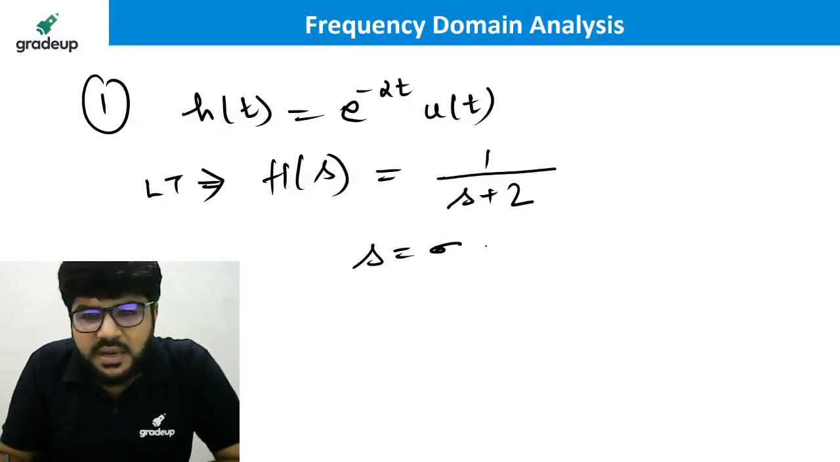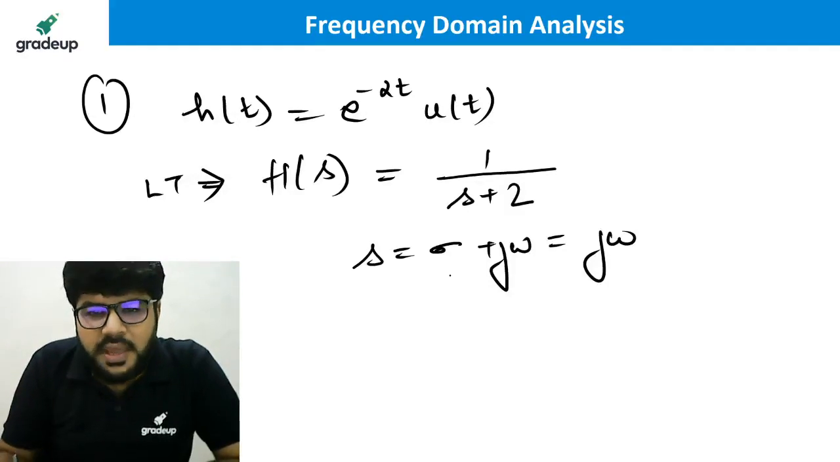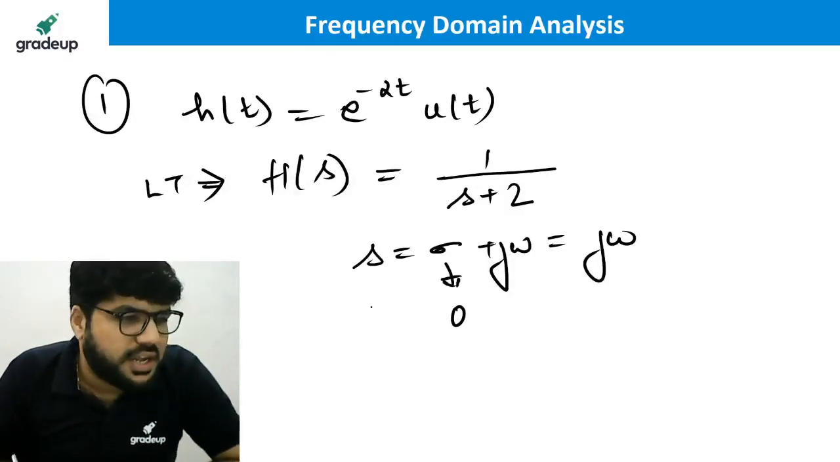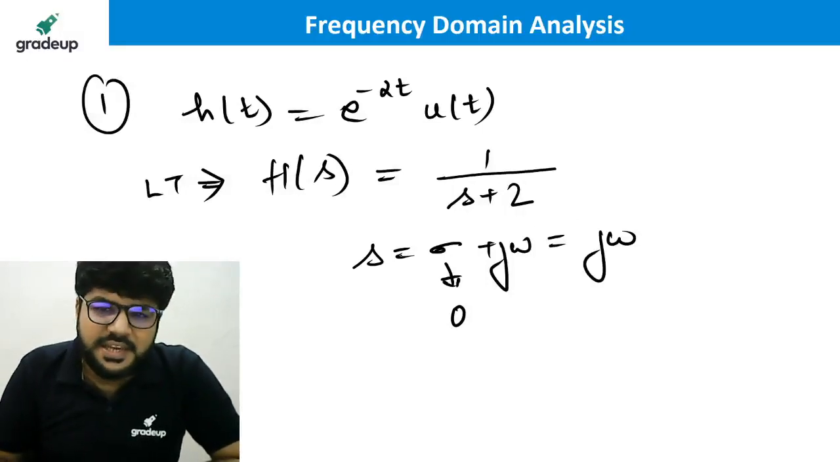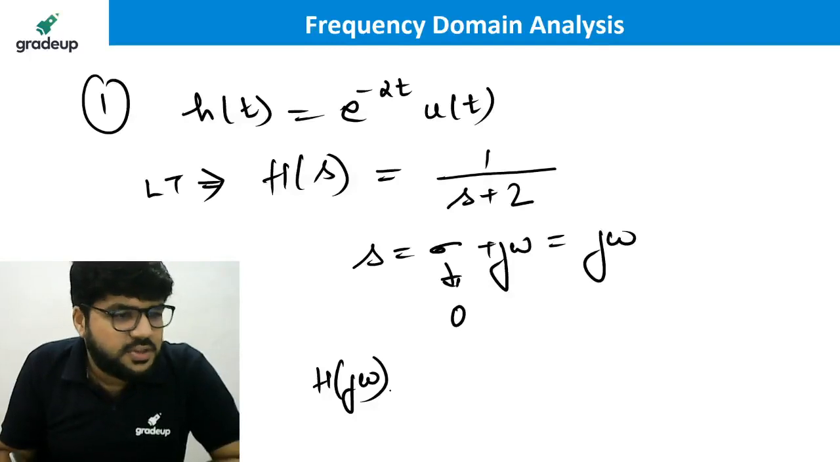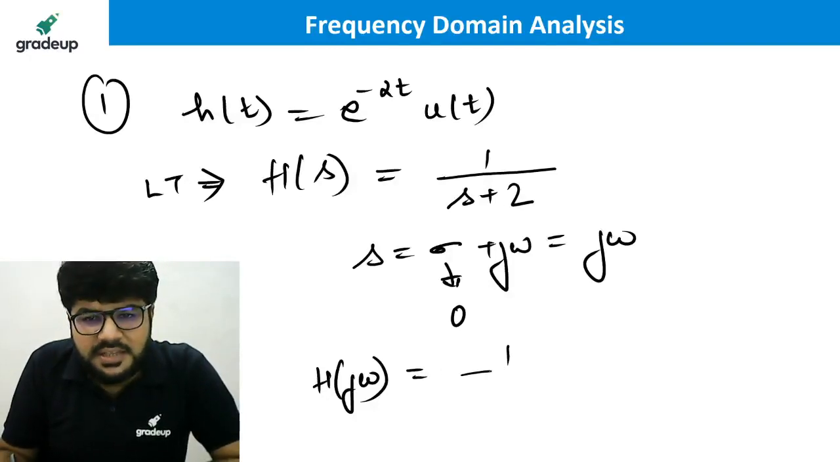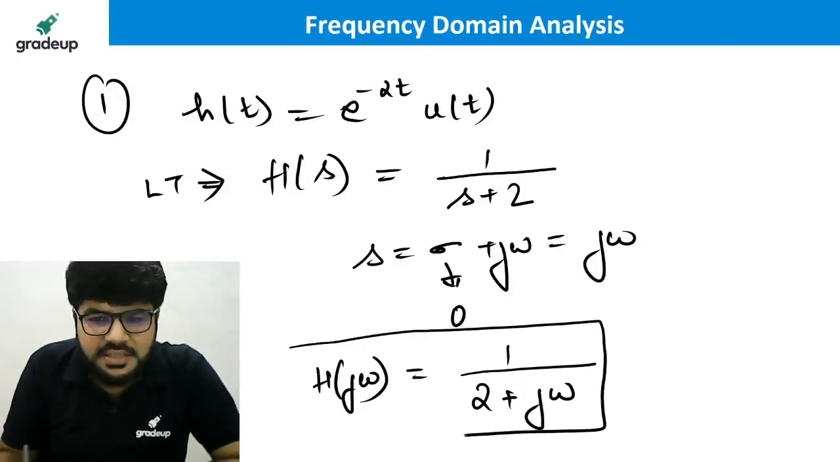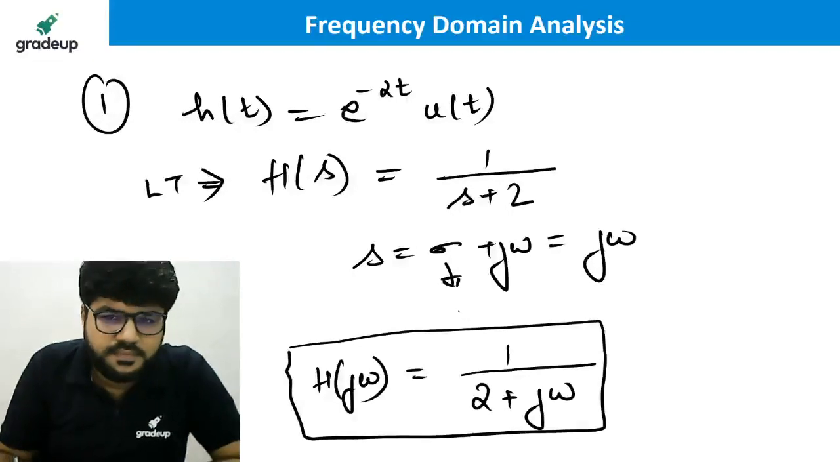Now, s is equal to sigma plus j omega. What is the relation I told to go to the Fourier transform? Put s equal to j omega. So you get H(j omega), and that is known as the frequency response, and that is equal to 1 upon 2 plus s, and s is replaced by j omega. That is the answer to question number 1.